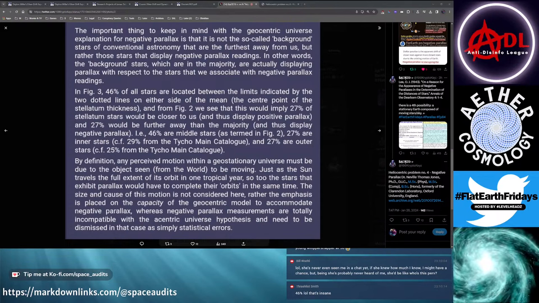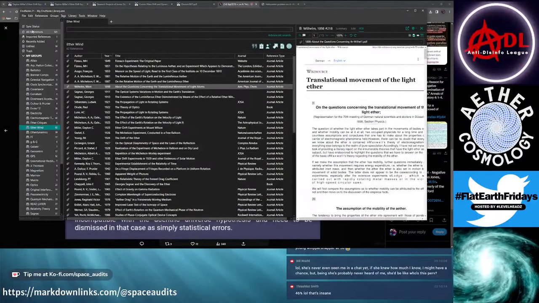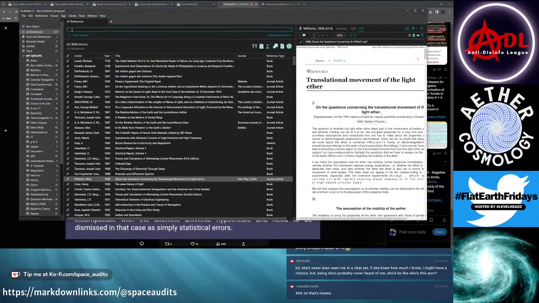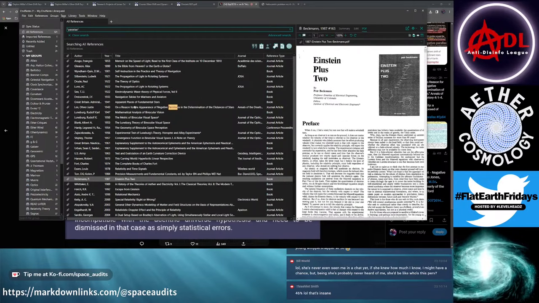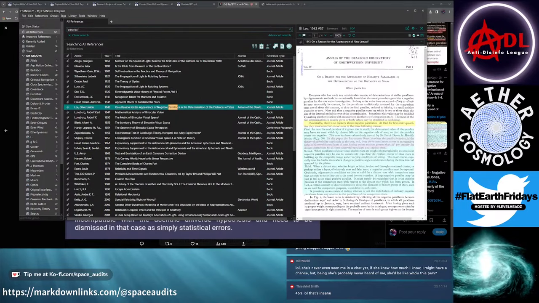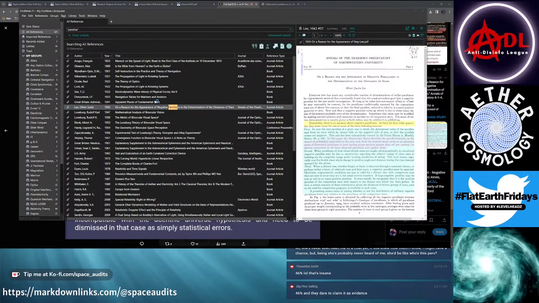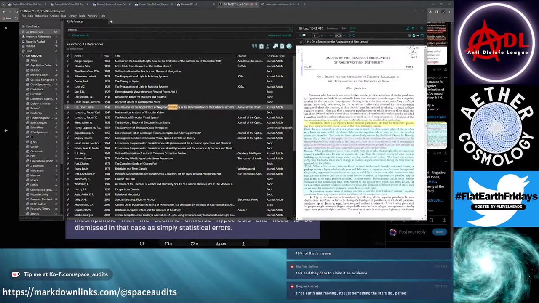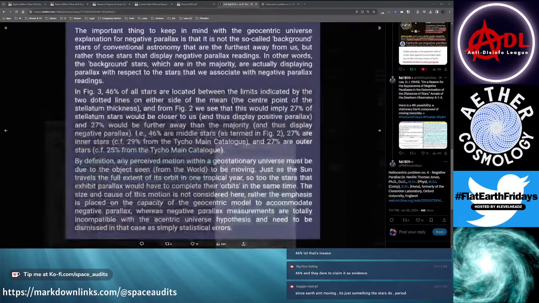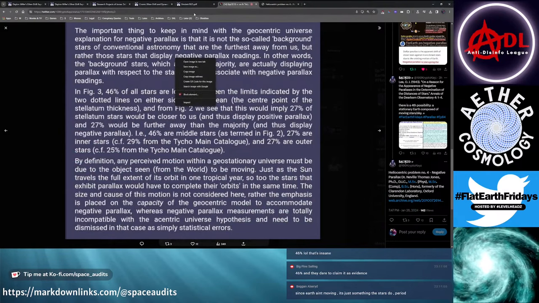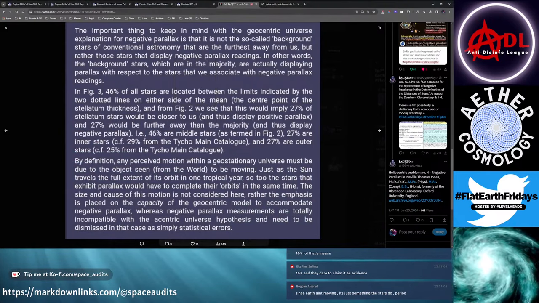By definition, any perceived motion within a geostationary universe must be due to the object seen to be moving, just as the sun travels the full extent of the orbit in one tropical year. So the stars that exhibit parallax would have to complete their orbits in the same time. The size and cause of this motion is not considered here. I'm going to repeat that. The size and cause of this motion is not considered.